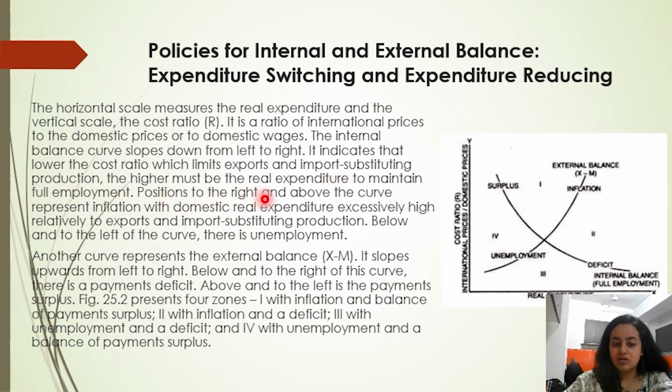Positions to the right and above the curve represent inflation, with domestic real expenditure excessively high relative to exports and import substituting production. Below and to the left of the curve, there is unemployment. So below there is unemployment and above the curve there is inflation. Another curve represents the external balance, which shows X minus M, exports minus imports.